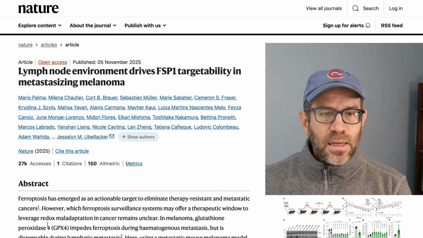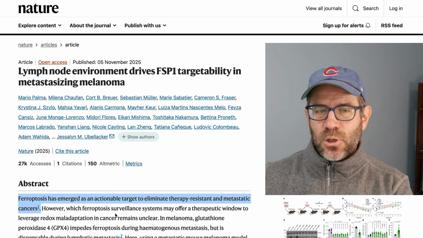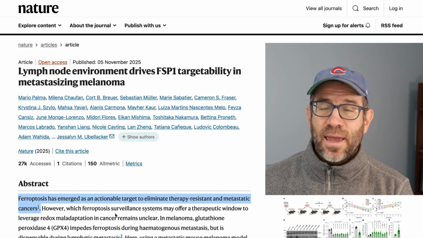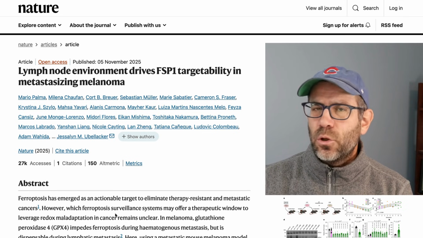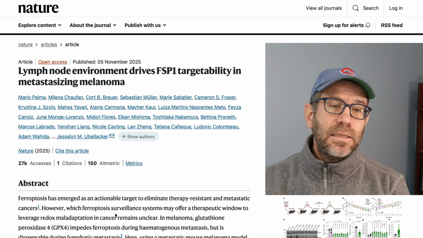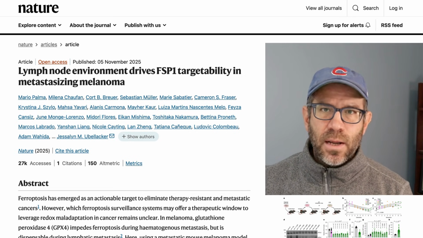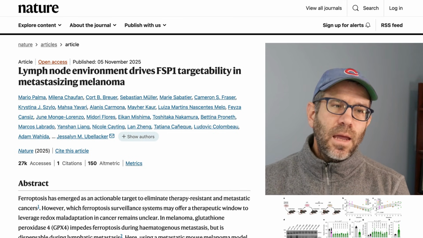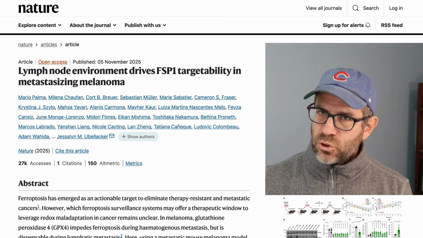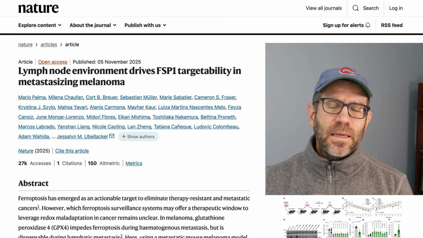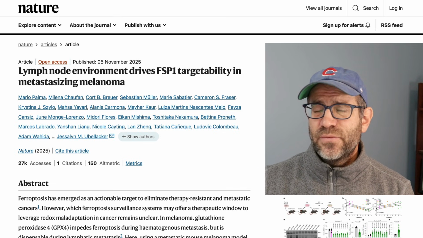Because as you read through this, you see in the first sentence of the abstract that ferroptosis has emerged as an actionable target to eliminate therapy-resistant and metastatic cancers, right? Their goal here is to develop science that can be actionable for designing drugs to treat therapy-resistant and metastatic cancers. And so this leads us into thinking more about the background of the article itself, right? So clearly, cancers that are developing resistance to the drugs that are available is a bad thing, because then that's going to increase the propensity of recurrence and further progression of the disease.